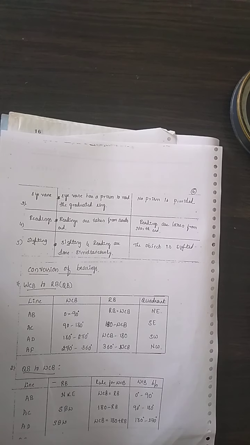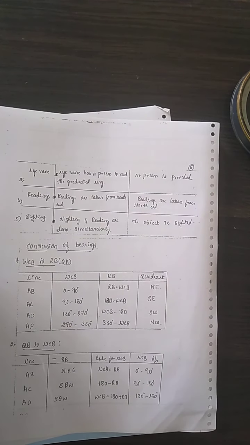More detail regarding these two instruments you are going to have in your lab. These are some of the basics that had to be told in the theoretical classes. In today's class we have seen what is fore bearing, what is back bearing, what is a prismatic compass, what is a surveyor's compass, the main differences between them, and their different components. In the next class we will solve some problems on the whole circle bearing and the quadrantal bearing. Okay, thank you.